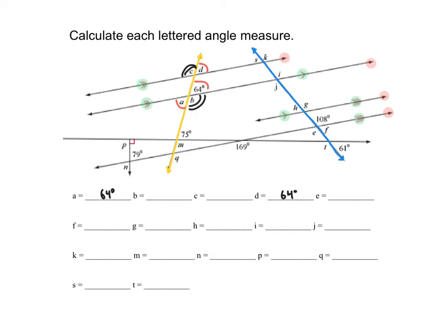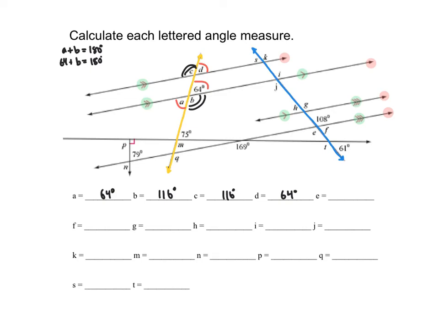Okay, now A and B add to 180. So if the measure of angle A plus the measure of angle B is 180 and A is 64, that would make B 116.